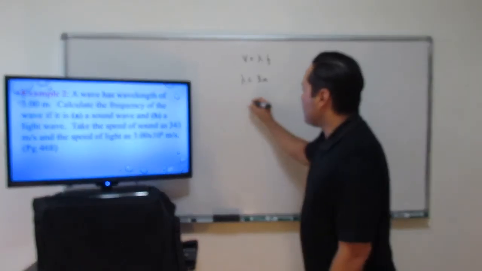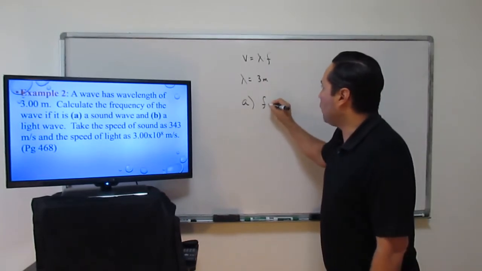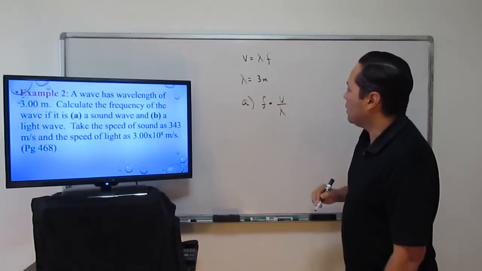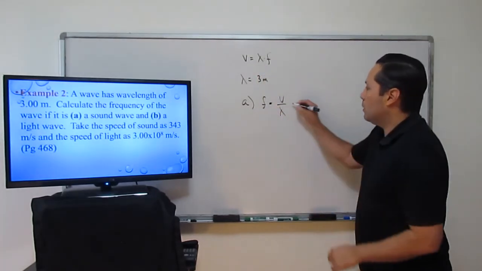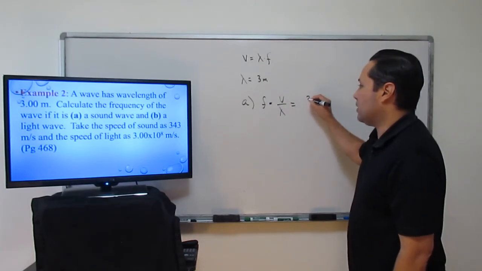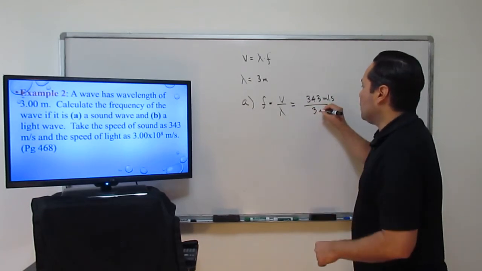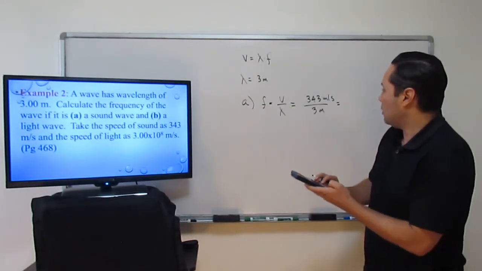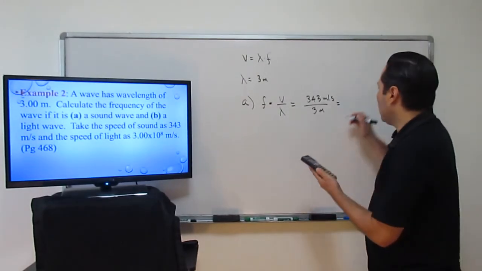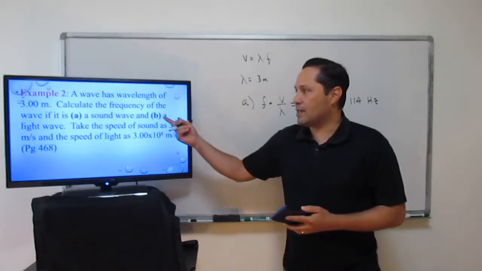So for part A, we want to figure out the frequency. So we're going to modify the formula slightly. So it's going to be v over lambda. Alright, so that is this formula modified. So frequency equals velocity over the wavelength. So the velocity for sound is 343 meters per second, and lambda is 3 meters. So all we have to do is divide, 343 divided by 3. So it gives us 114 hertz.